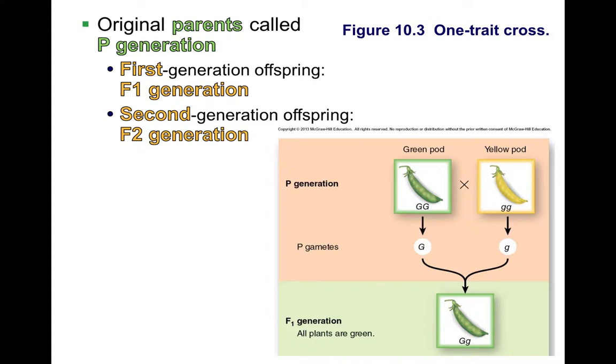But here comes the beauty of Mendelian genetics. We go further than just one generation and their offspring. We look at the babies of the first round of babies. So this would be our second generation of offspring, called the F2 generation. So that is really all there is in terminology with that.